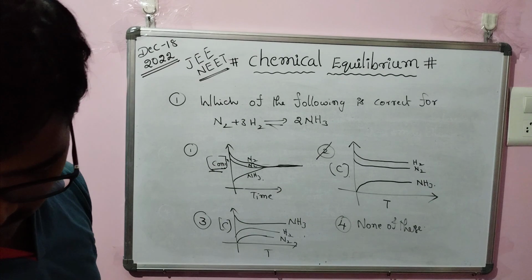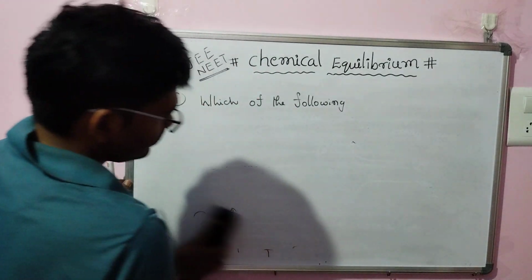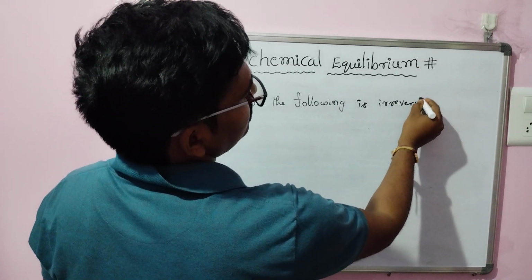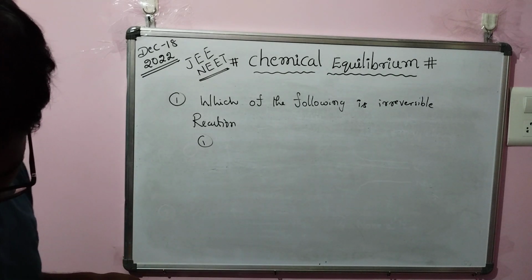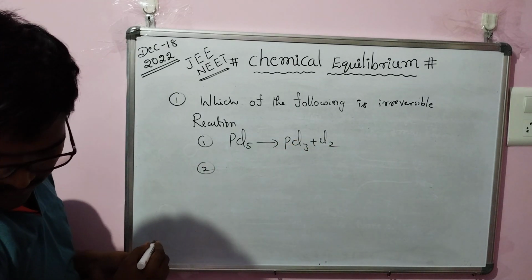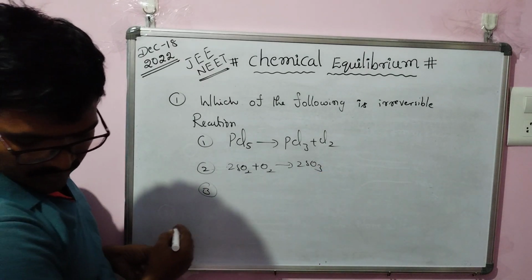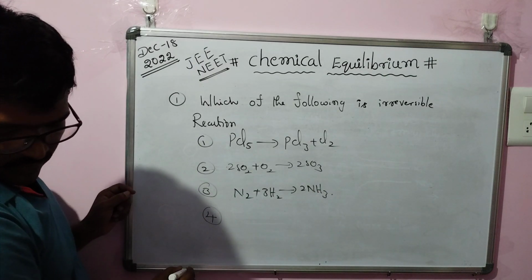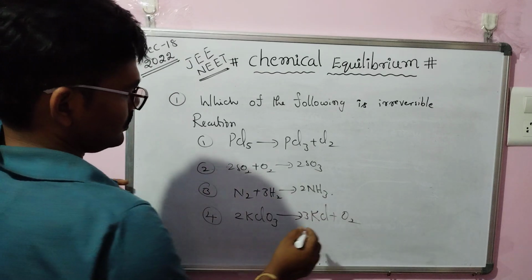Next, one more question I will explain to you. Which of the following is an irreversible reaction? They have given the reactions: PCl5 converted into PCl3 plus Cl2; second, 2SO2 plus O2 gives 2SO3; third, N2 plus 3H2 gives 2NH3; and fourth, 2KClO3 gives 2KCl plus 3O2.